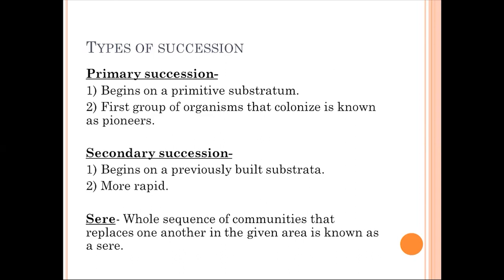Then secondary succession begins on a previously built substrata. That means some community was previously present there, but due to some natural calamity or change in the climatic conditions, the community has disappeared. So the succession which begins on such a substrata is known as secondary succession. The succession on such substrata is more rapid when we compare it to primary succession. Then we should know the meaning of a sere. The whole sequence of communities that replaces one another in a given area is known as a sere.